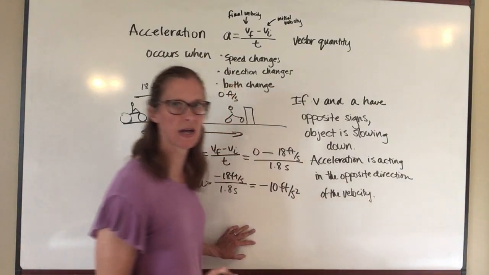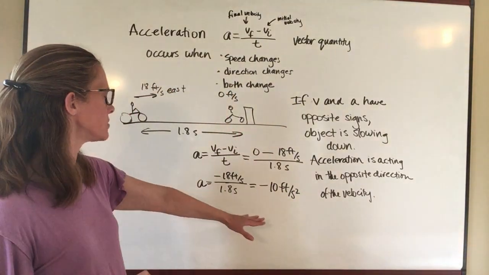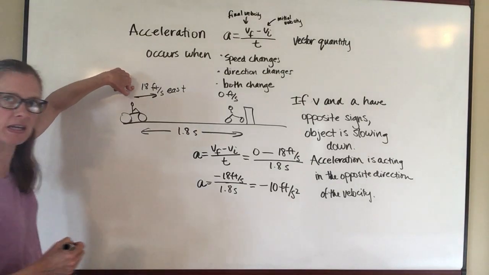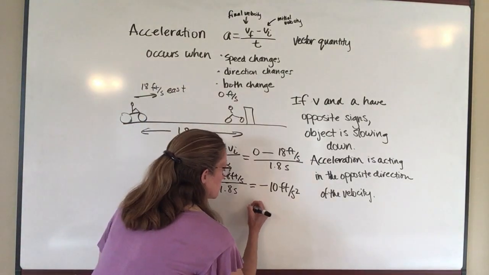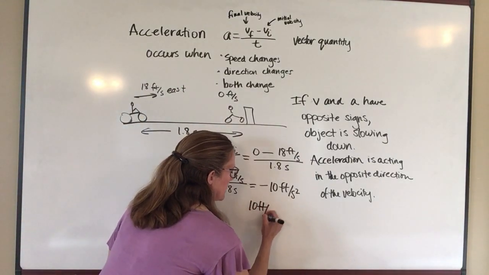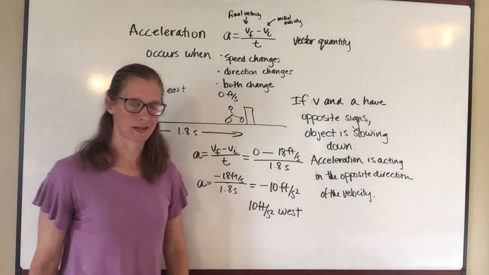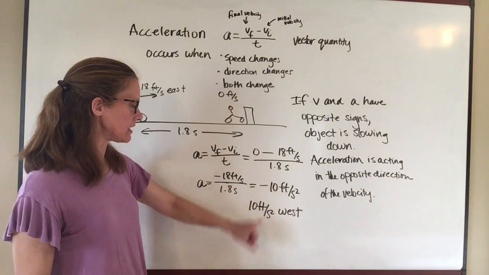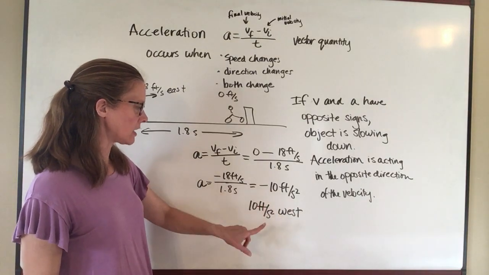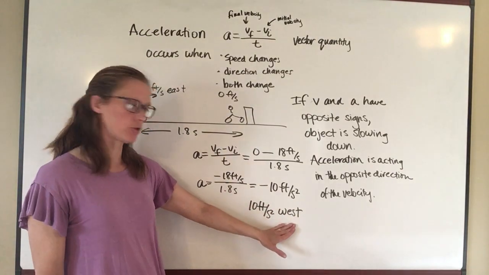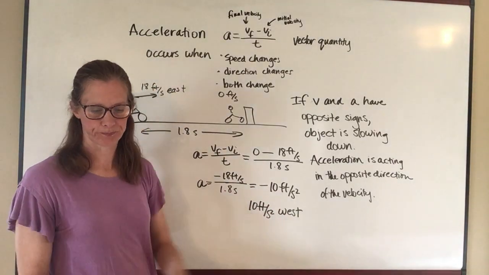Okay, acceleration is acting in the opposite direction of the velocity. So if my velocity was 18 feet per second to the east, my acceleration is 10 feet per second squared to the west. So I can really express that either way. I can express it with a negative sign, or if they've given me a direction here, I've got to make it the opposite direction in the answer.